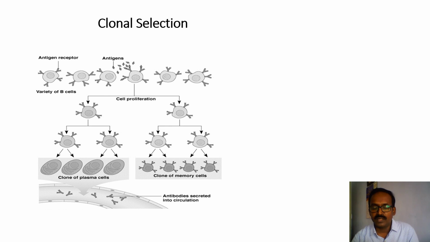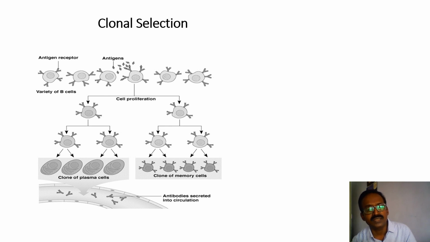When bacteria enter into the body, they are phagocytosed by the antigen presenting cell. The antigen is fragmented into peptides. The peptide fragments are carried on the surface of the antigen presenting cell and bind with the B cell receptors, which stimulates the proliferation of the B cell. That is called clonal selection. It produces a larger number of B cells.